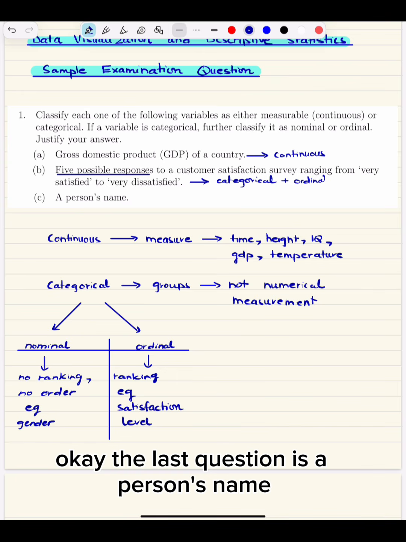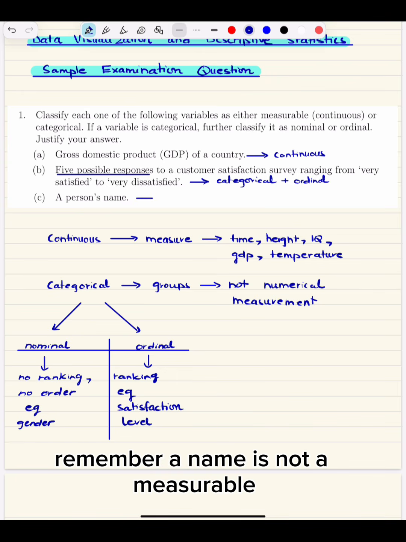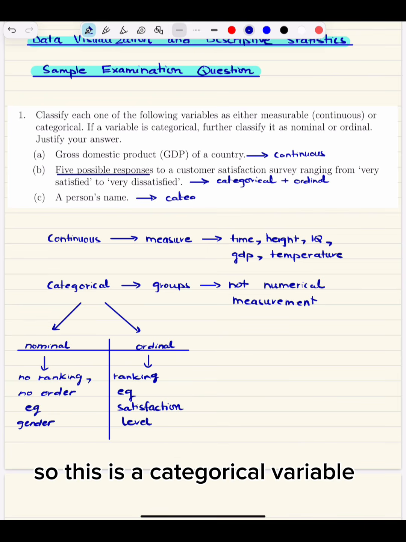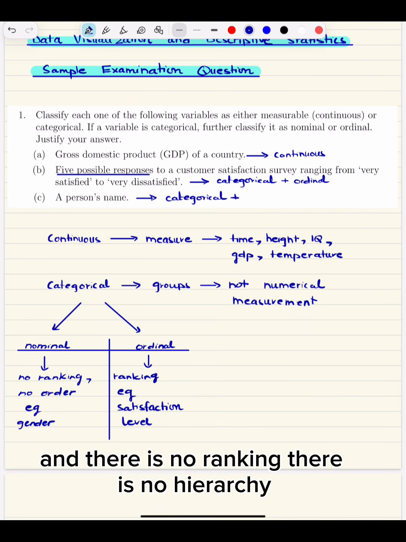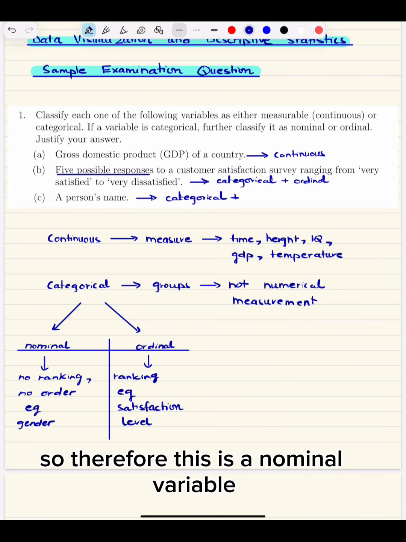Okay, the last question is a person's name. Remember, a name is not measurable. So this is a categorical variable, and there is no ranking, there is no hierarchy. So therefore this is a nominal variable.